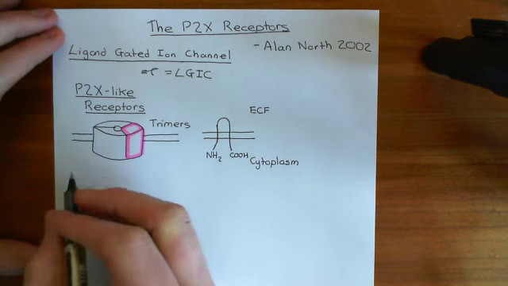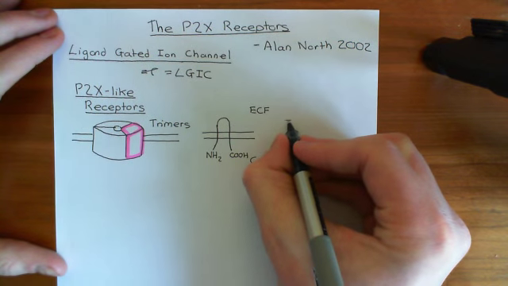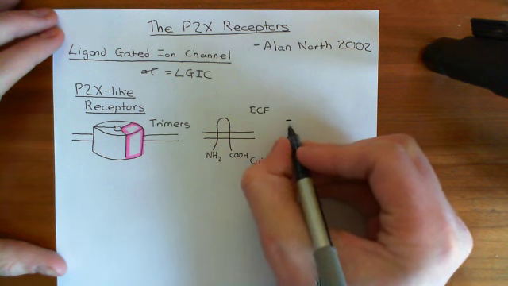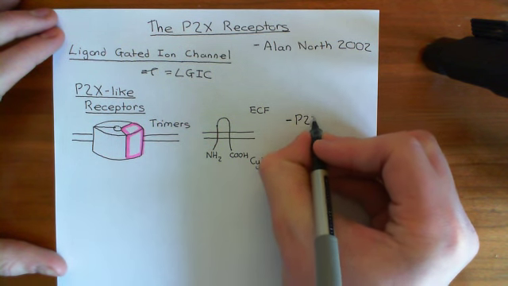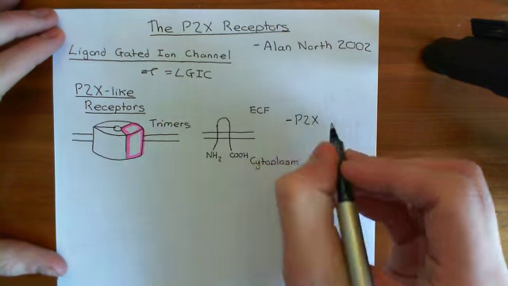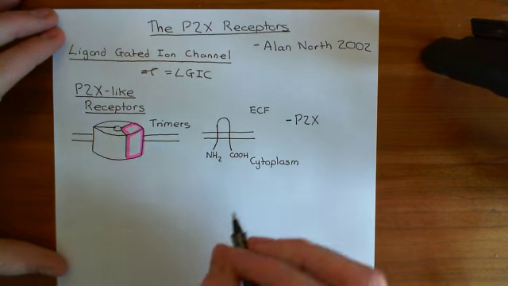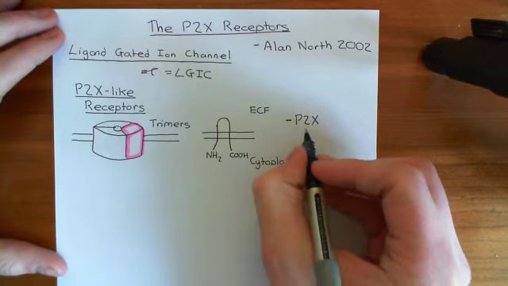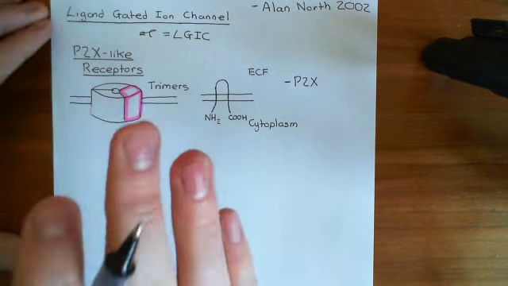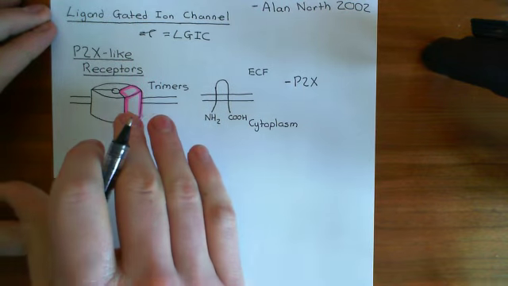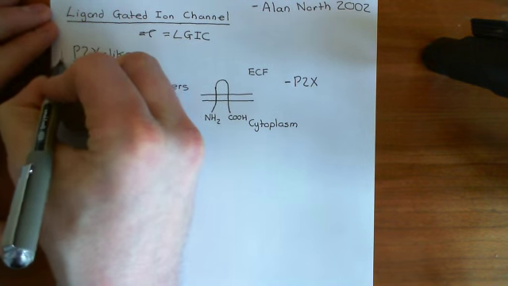Okay, right. So the main example of receptors which are put in this family are the P2X receptors, but there are other examples as well. We will come back and discuss these more in a moment. But let's continue on with the different families of ligand-gated ion channels. So this is the first family of ligand-gated ion channels.